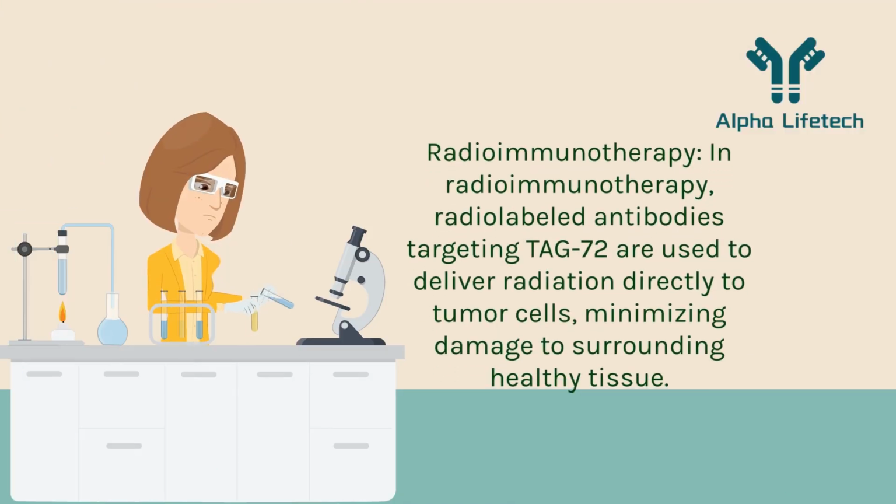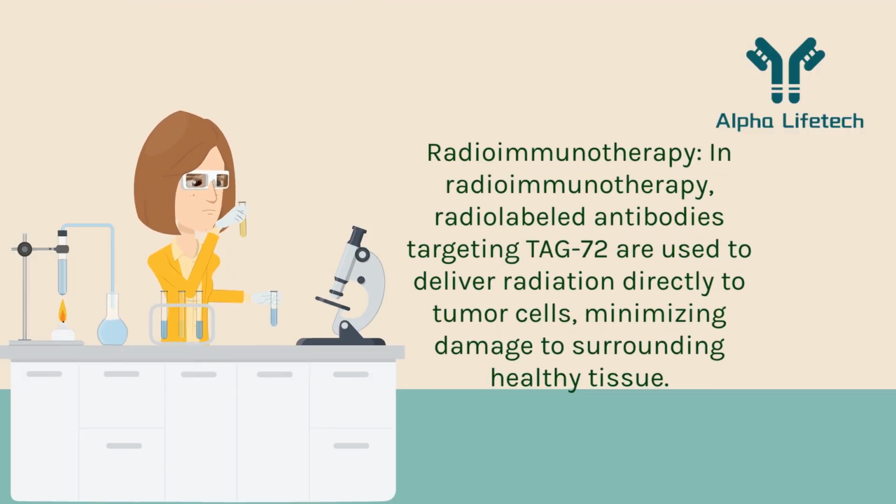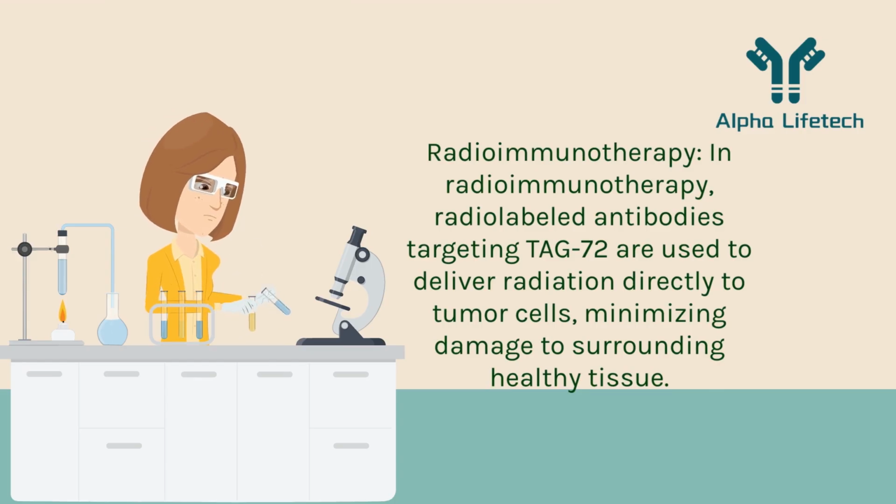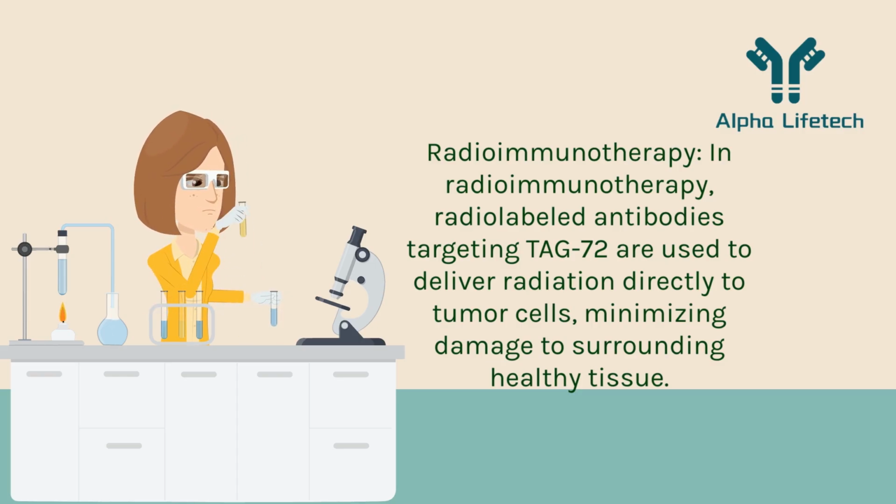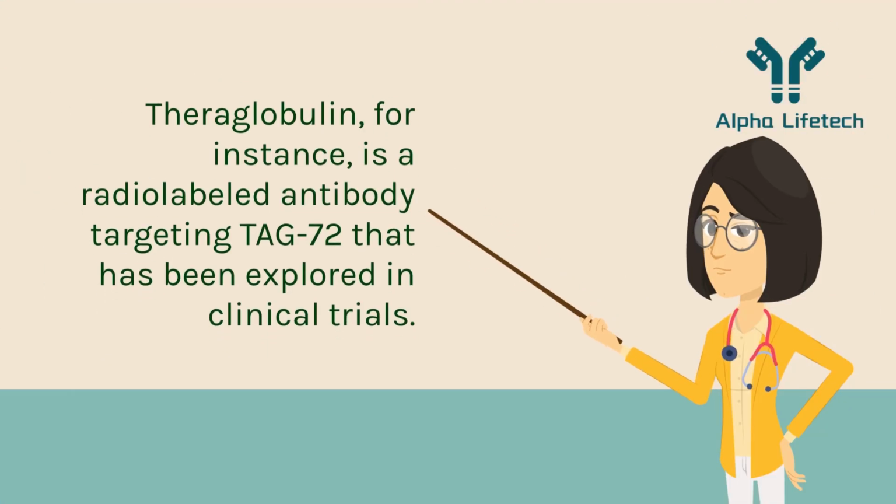Radioimmunotherapy. In radioimmunotherapy, radiolabeled antibodies targeting TAG-72 are used to deliver radiation directly to tumor cells, minimizing damage to surrounding healthy tissue. Thyroglobulin, for instance, is a radiolabeled antibody targeting TAG-72 that has been explored in clinical trials.